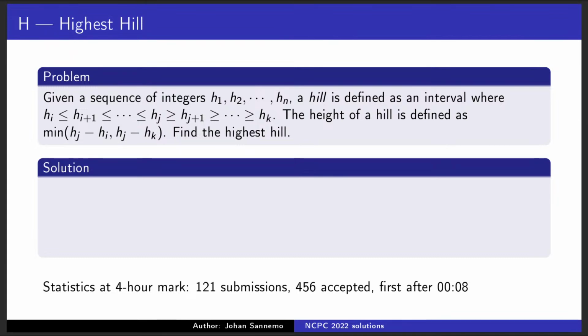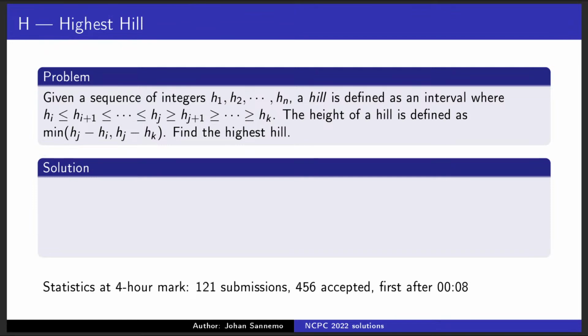Here we have a sequence of heights, and you should find the highest hill in the sequence of heights. And a hill is defined as first an interval that is weakly increasing, followed by an interval that is weakly decreasing, and the height is, well, the minimum of the differences. So find the highest hill, and here there are a few different approaches that all work.